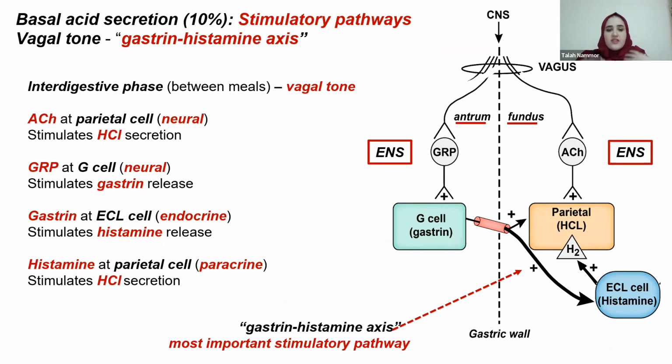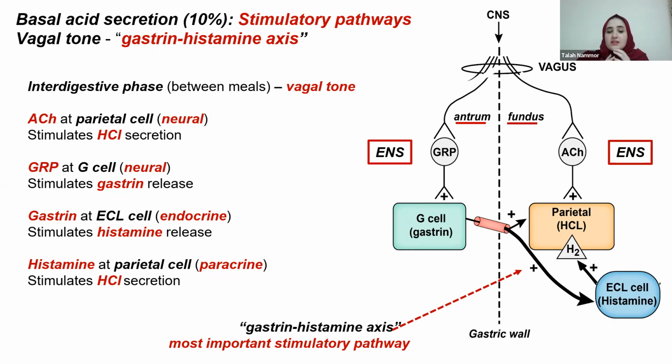So what happens is that the vagus nerve will take over. So what does the vagus nerve do? The vagus nerve will coordinate the release of HCl. How will it do that? By coordinating other things. We said that to release HCl we need gastrin and we need histamine, right? So the vagus nerve is going to send stimuli to the G cells to release gastrin, but at a very low rate, not at the maximum, at the minimum.